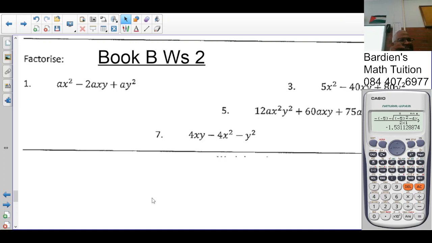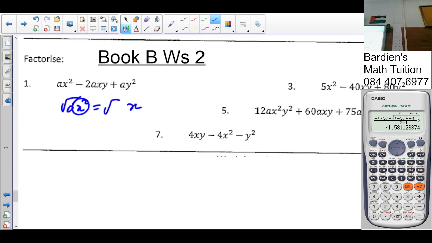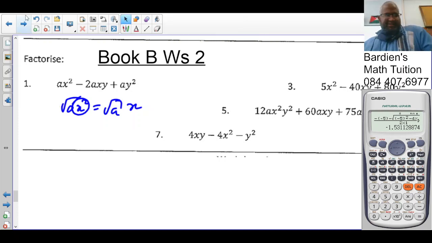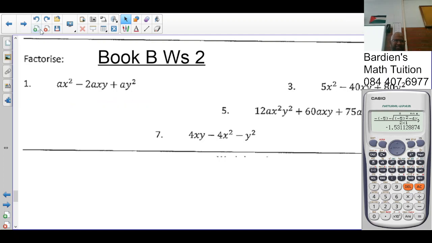Okay, let's look at number one. Relax. What's the square root of ax squared? Can't. Why? What's the problem? The a is the problem. So what do you think you're going to do? But remember, we are doing perfect squares. So the square root of ax squared, the x is a perfect square, but the a is not. So what do you think I'm going to do here? Leave it like it and skip this, move on.